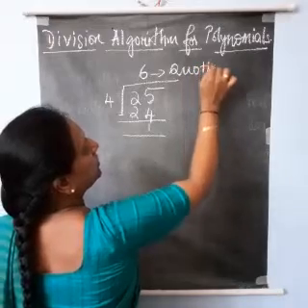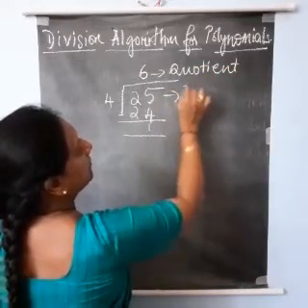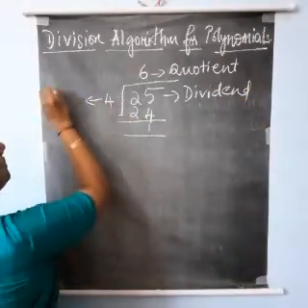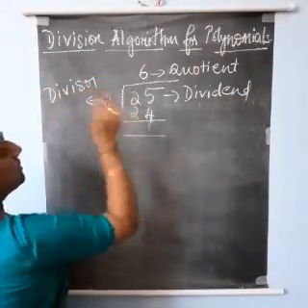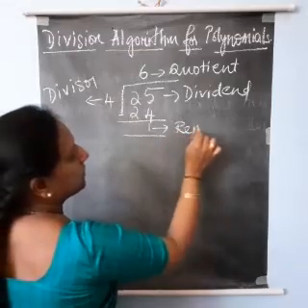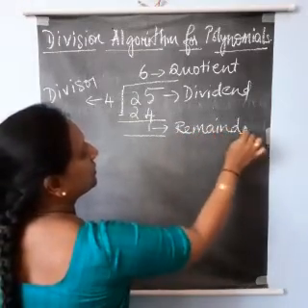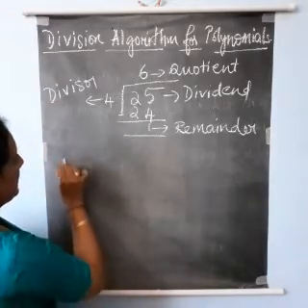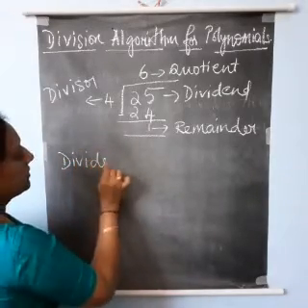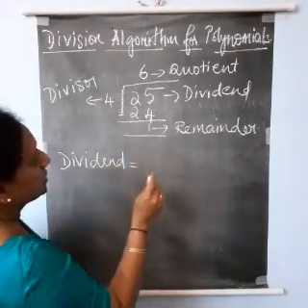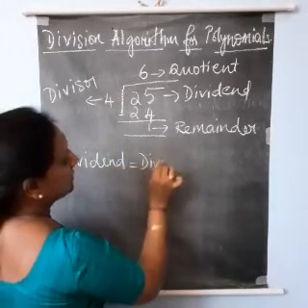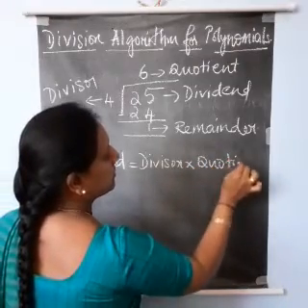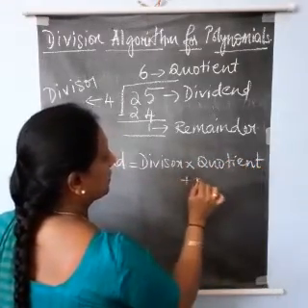This is known as quotient and this is dividend, and this will be the divisor, and this is known as the remainder. Okay, this we have learned in the lower classes. Yes, so what is the division algorithm? It will be dividend is equal to divisor into quotient plus remainder.